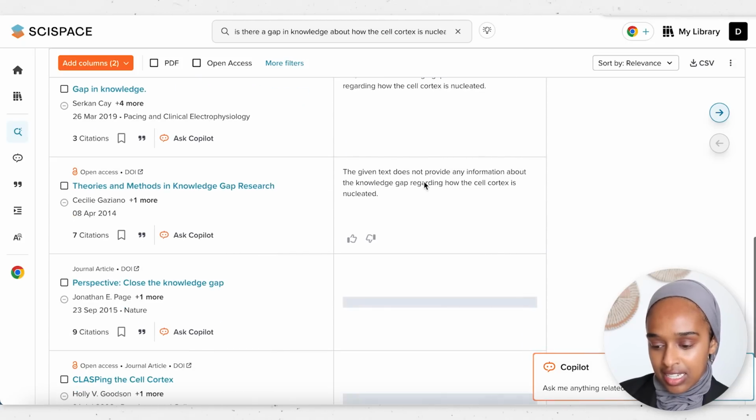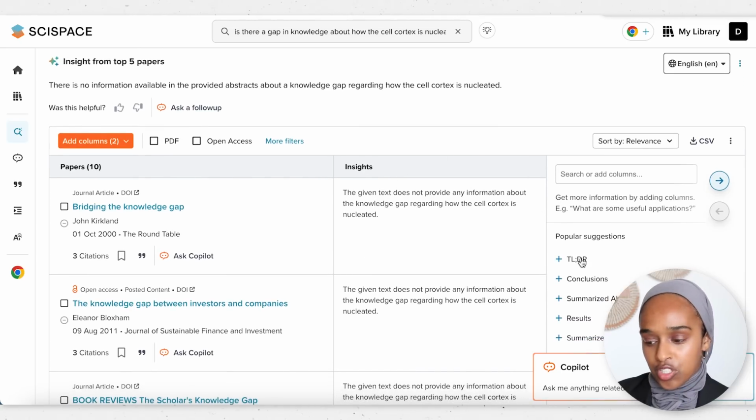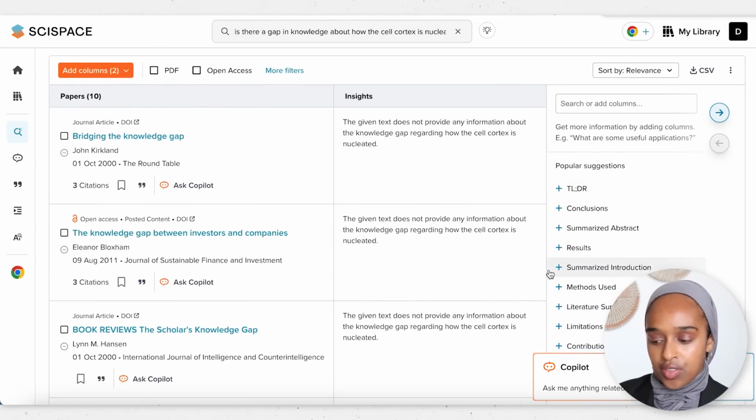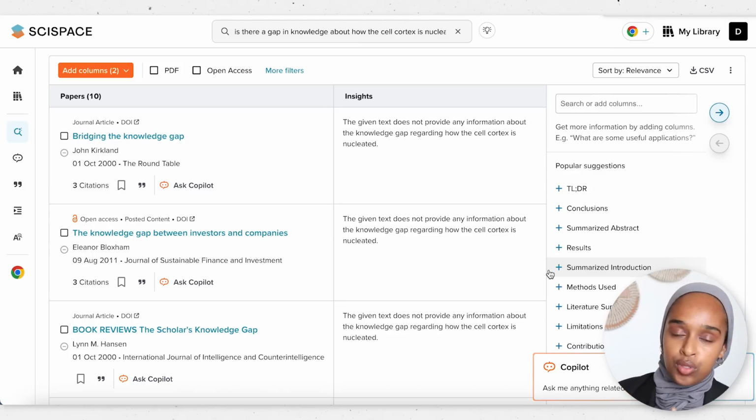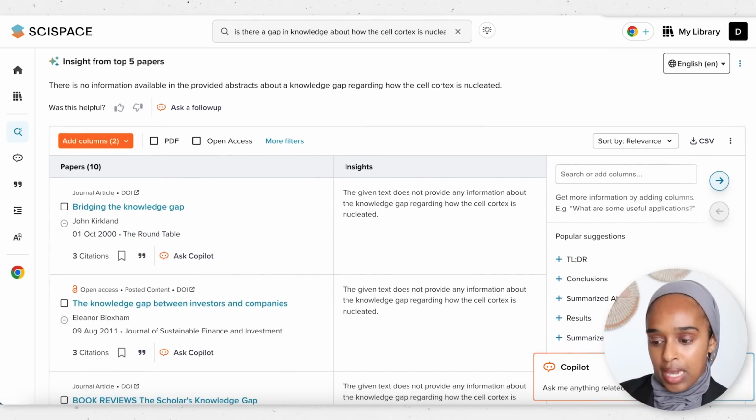And it says, yes, there is a gap. Yes, there is a gap. It doesn't provide about a gap. No, this is really cool. So you're able to get some insights, and you can also add some other suggestions as well to collate your data. And I think this would be really helpful if you're doing a systematic review or any kind of review, meta review paper as well.